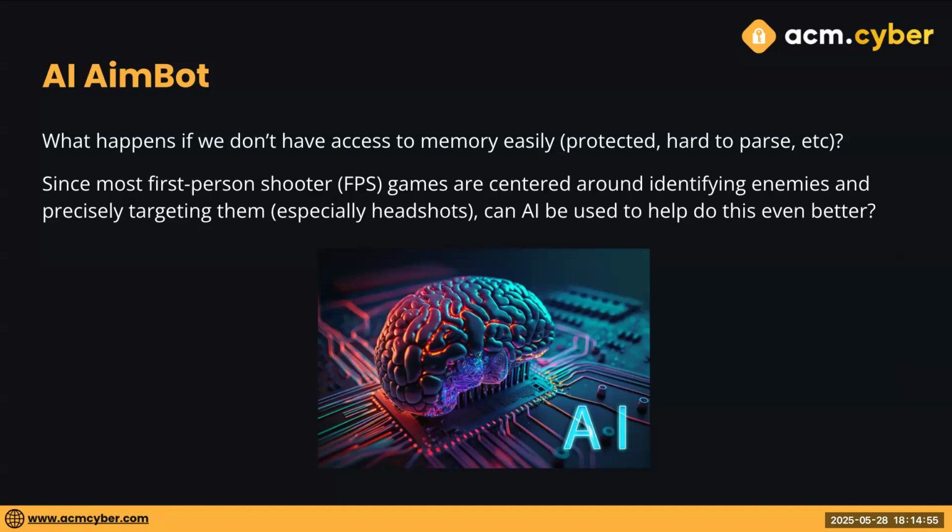So what happens? AI aimbots are kind of what people turn to when they don't have access to memory that's easy to change. So it's protected. It's hard to parse. Since most first-person shooter games are centered around identifying enemies, and you have to take out your enemies and get to the end, whatever end goal you have, aimbots help you achieve this faster. They help you become a more successful player. This is used in Fortnite, Call of Duty, all sorts of games. And the new AI aimbots are being used to do this in a faster, more efficient, and also more subtle way. So can AI be used to do this?